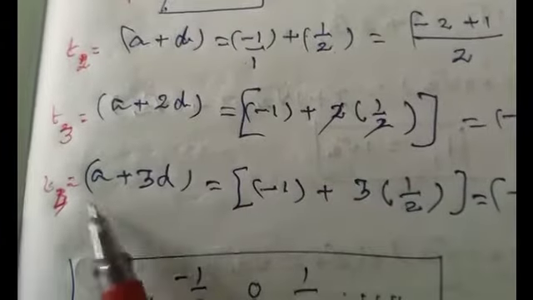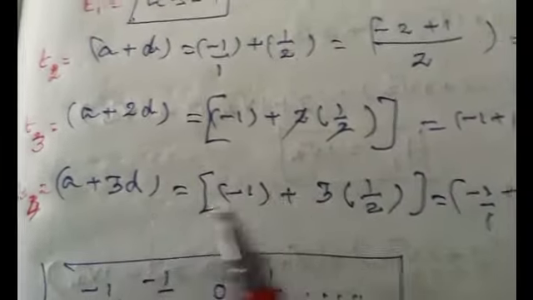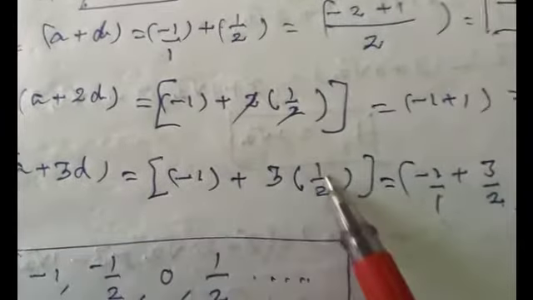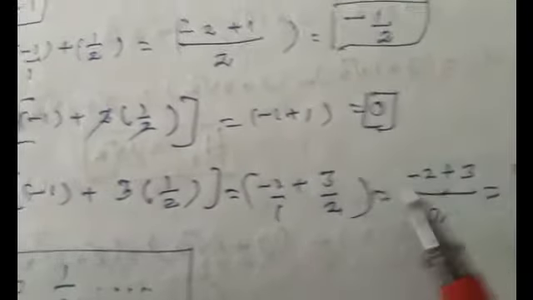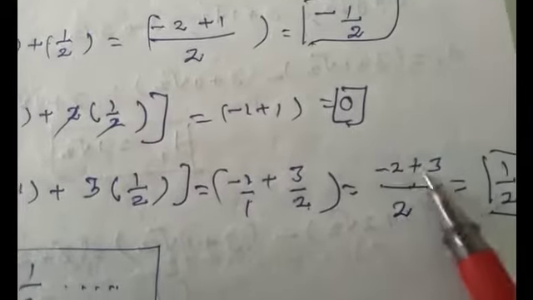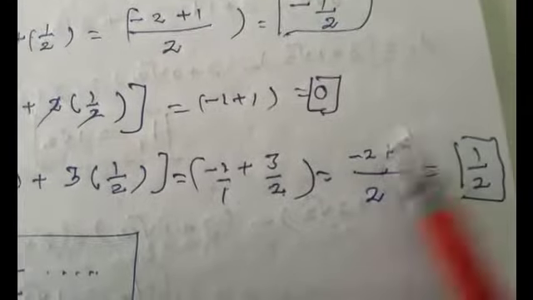And similarly for t4, that is a plus 3d. So a is minus 1 and 3 into d, so 3 into 1 by 2, which means minus 1 by 1 plus 3 by 2. By taking LCM, this becomes minus 2 plus 3 by 2. And by subtraction, we'll be getting 1 by 2.